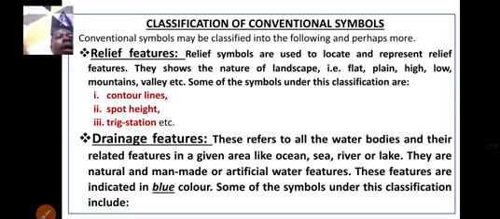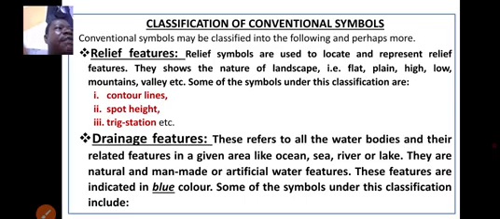Now, how do we classify conventional symbols on our topo sheet? They are classified into 5 groups or categories. We have those that represent relief features, drainage and other things. The relief ones are used to represent relief features, that is the landscape, whether the place is flat, a plain, a high or low lying area, or whether the area is mountains or valley. They use the relief features to show that.